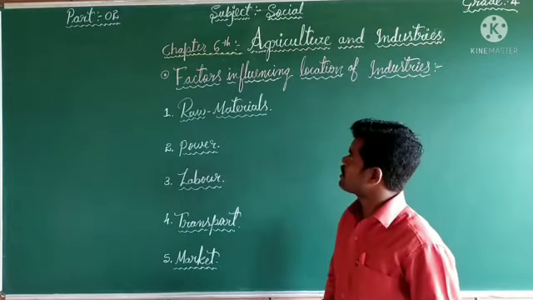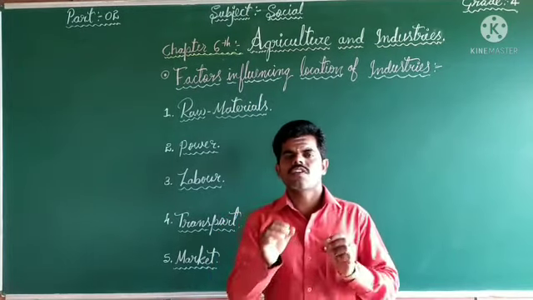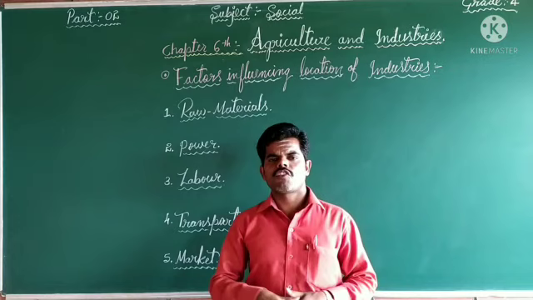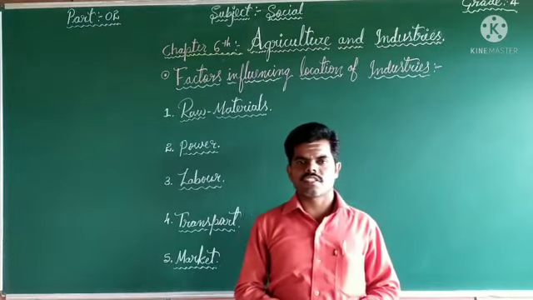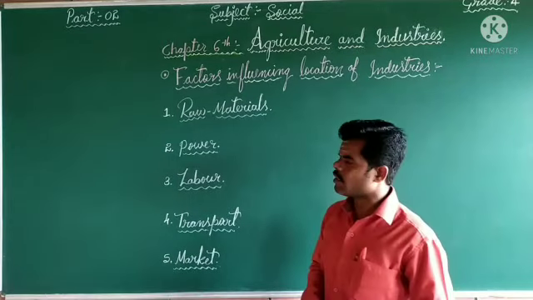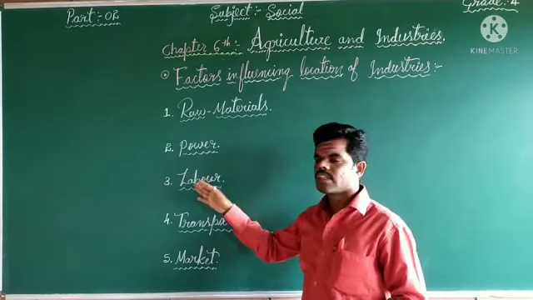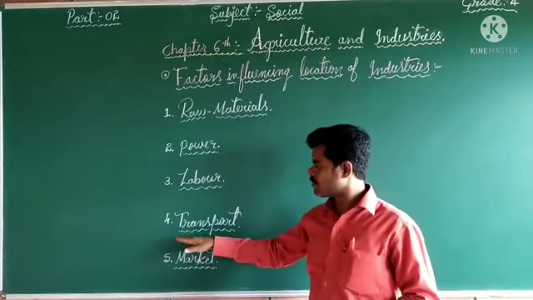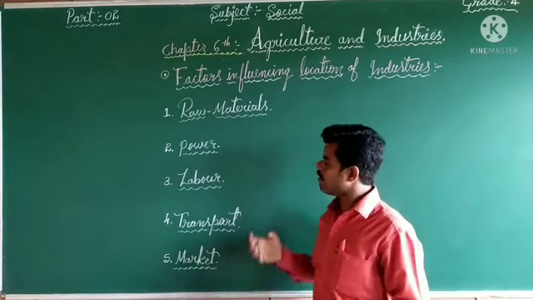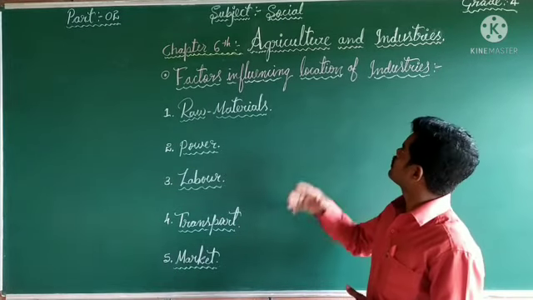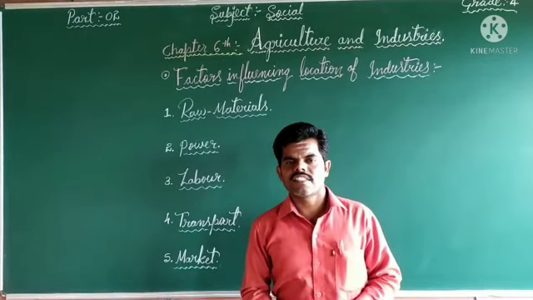The next point is factors influencing the location of industries. Dear students, which are those? Let's see one by one. The first one is raw materials, the second is power, the third is labor, the fourth is transport, and the fifth is market. These are the five factors which influence the location of industries. Let's see one by one.